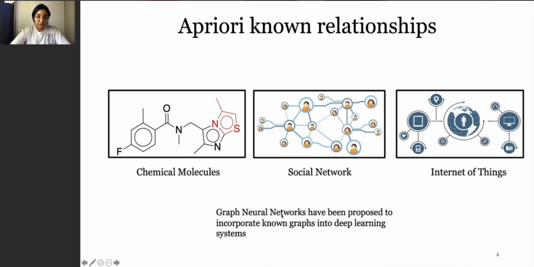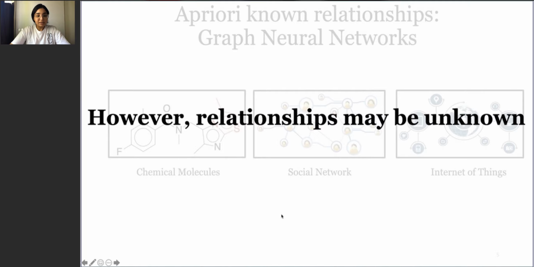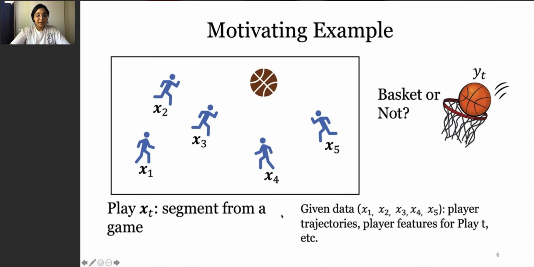In most graph structured data around us, like chemical molecules or social networks, the graph is known beforehand. However, in some cases, the relationships may be unknown. To better understand the method, let's consider an example.